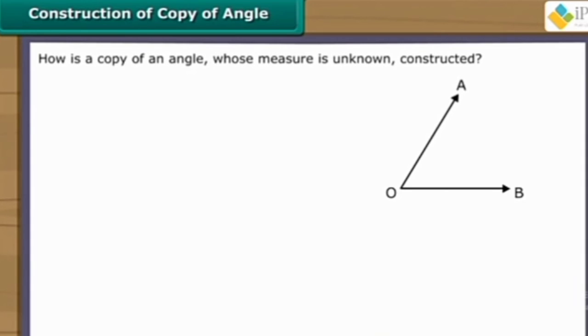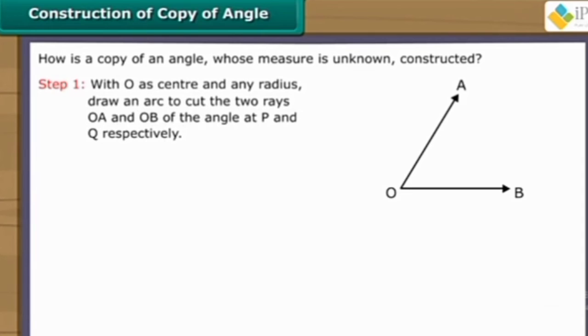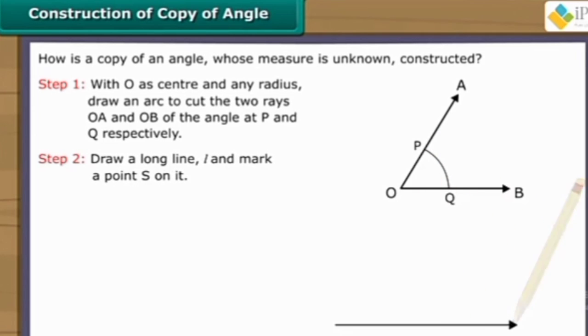Copy of an angle. How do we construct a copy of an angle whose measure is unknown? Angle AOB is given. With O as center and any radius, draw an arc to cut the two rays OA and OB of the angle at P and Q respectively. Draw a long line L and mark a point S on it.